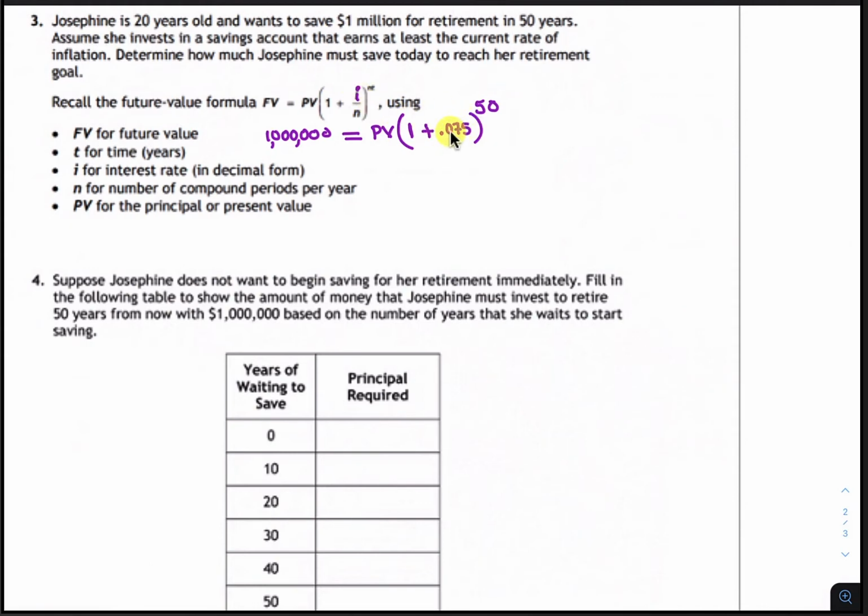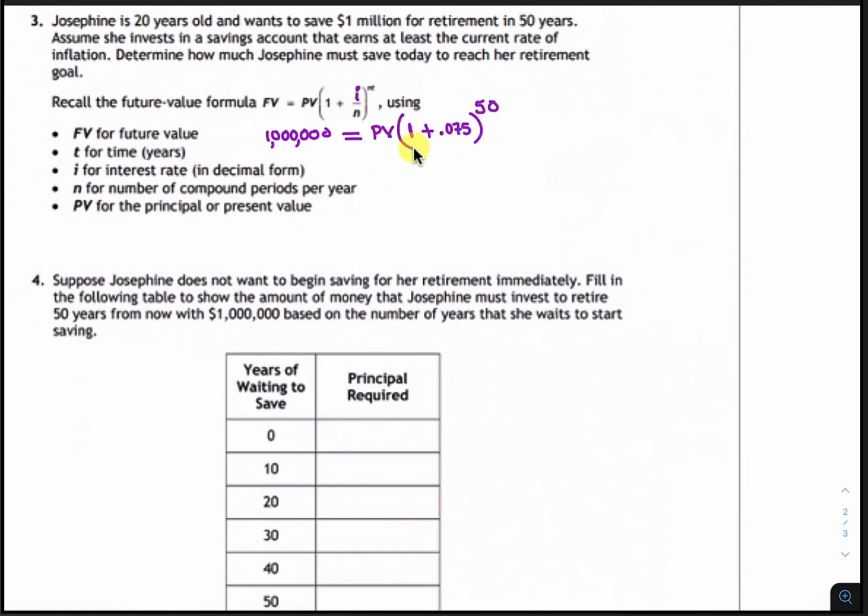You convert that to a decimal, it's going to be 0.075. Now n is going to be 1 because we're doing this compounding annually, which is only one time a year. So that's the interest rate divided by 1, which is just going to be that same number, 0.075. And of course the exponent is n times t. Well, since n is 1, that's going to be 1 times t, and t is 50 years. So that's 1 times 50 is 50.